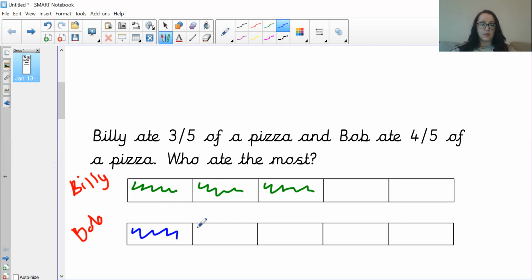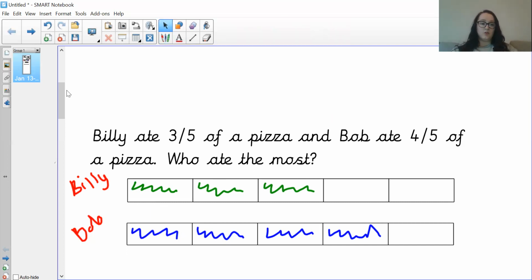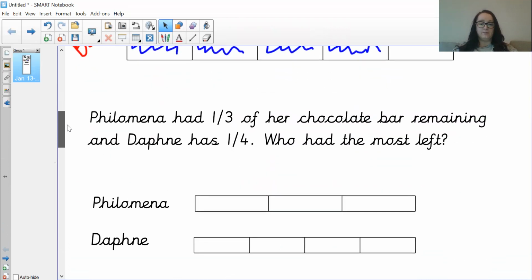1, 2, 3, 4. So you can see already who ate the most pizza. Who do you think it was, Year 3? It was Bob. Well done. Right, let's move on to the next question.